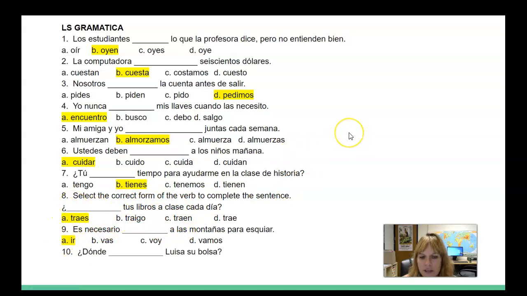Número 10: ¿Dónde pone Luisa su bolsa? Where did Luisa put her bag? So poner is to put. Pone is in the third person. Poner is only irregular in the yo form.